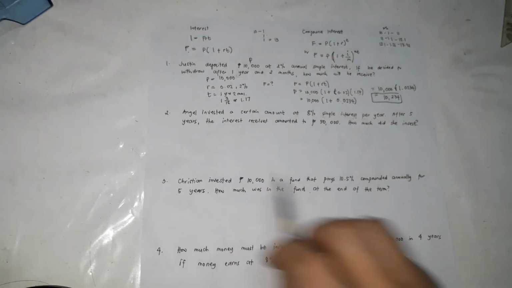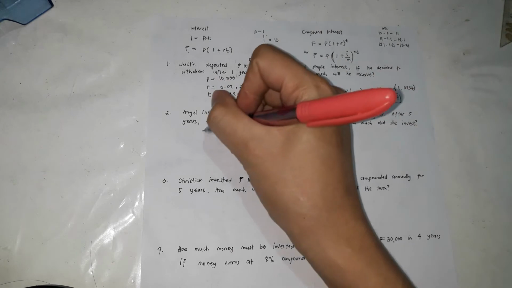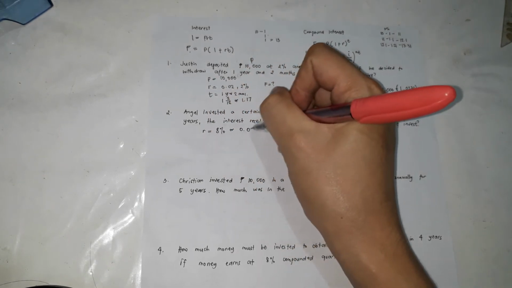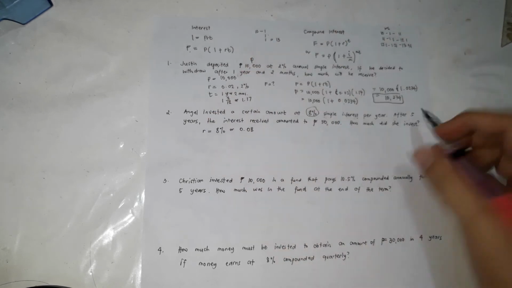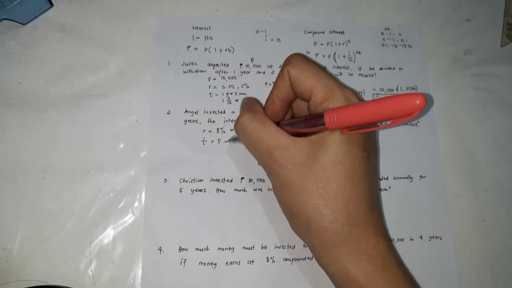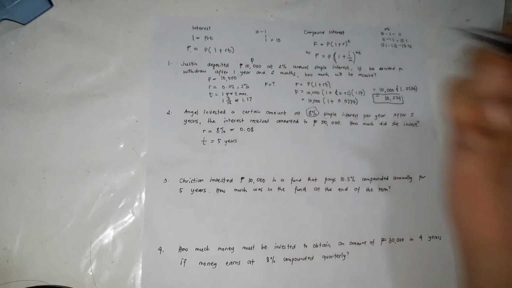So it's the simple interest. So we're going to use this. So P, 8% is the rate. So 8%, or 0.08. Next, after 5 years, so the T is 5. That's 5 years. So T is equal to 5.